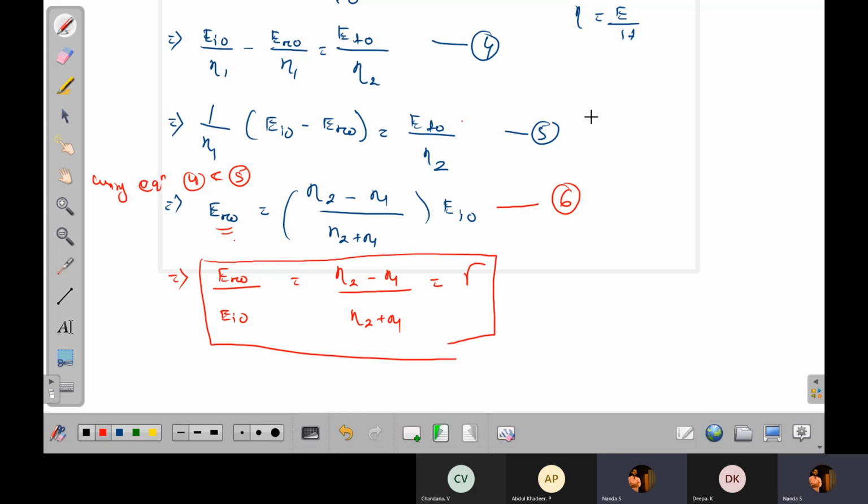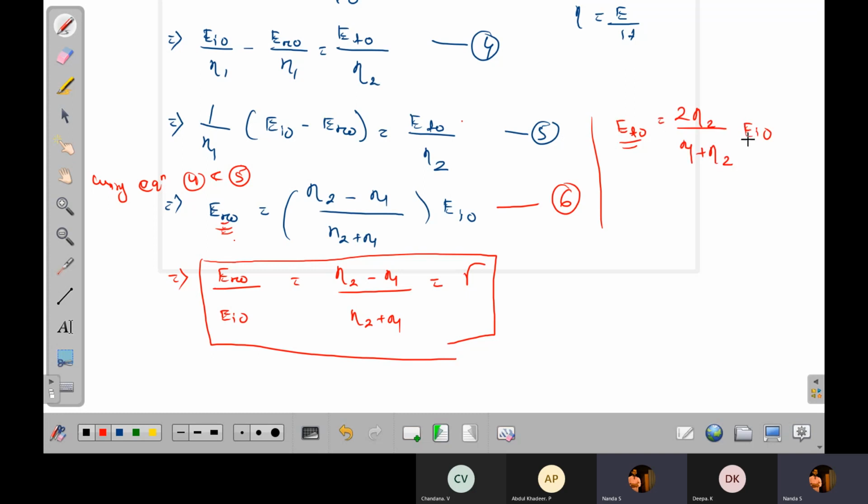Okay. Next, again from equation 4 and 5, if you remove the reflection term, ET0 equals 2 into eta 2 divided by eta 1 plus eta 2, into EI0. So now we know what the transmitted signal is, and here we know what the reflected signal is with respect to the incident one.